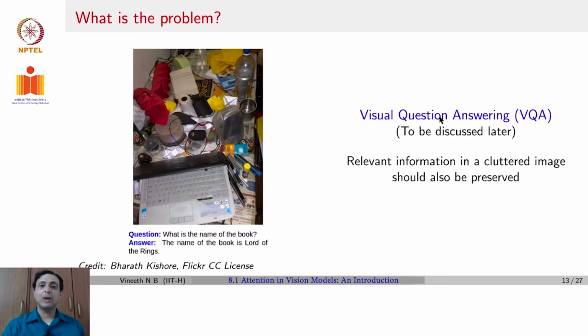Similarly, even if you had image captioning and related problems such as visual question answering, which we will see later. So if you had this image that we saw in the very beginning of this course, and if we asked the question, what is the name of the book? The expected answer is, the name of the book is Lord of the Rings. The relevant information in a cluttered image may also need to be preserved in case there are follow-up questions with a dialogue.